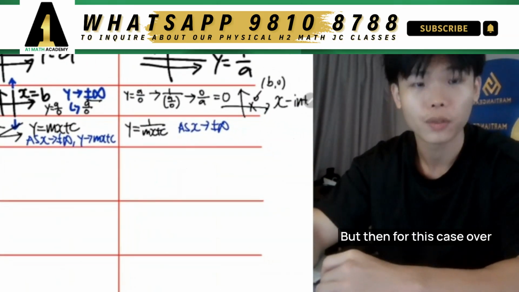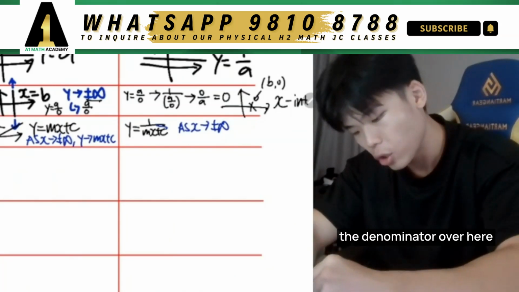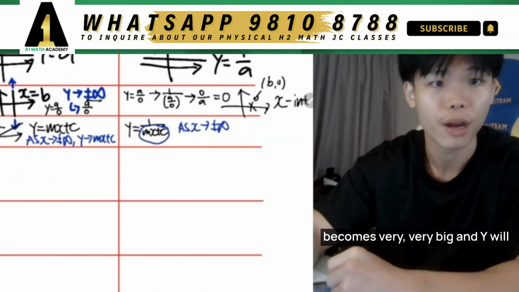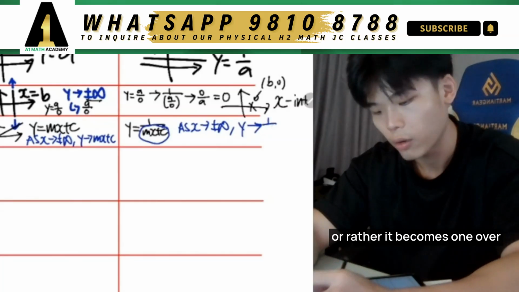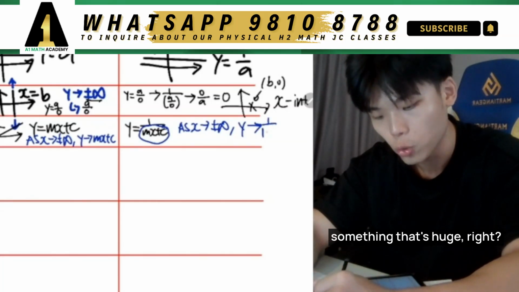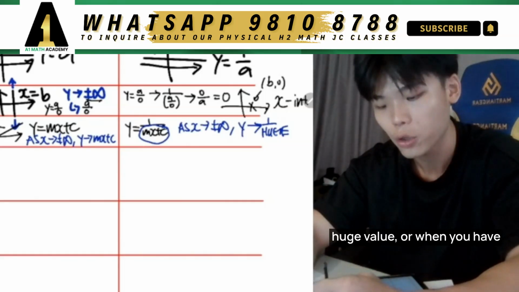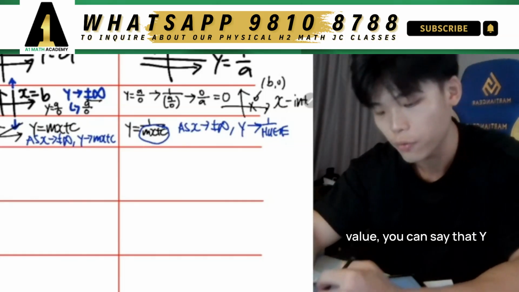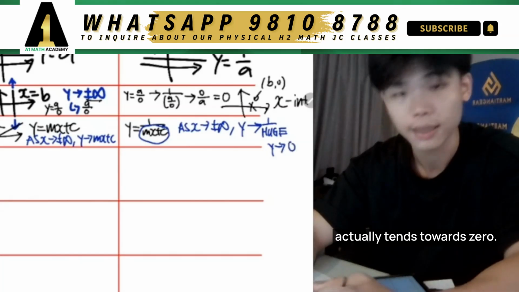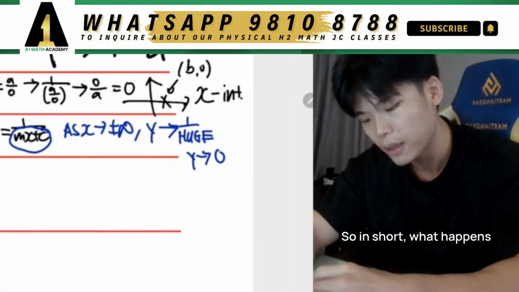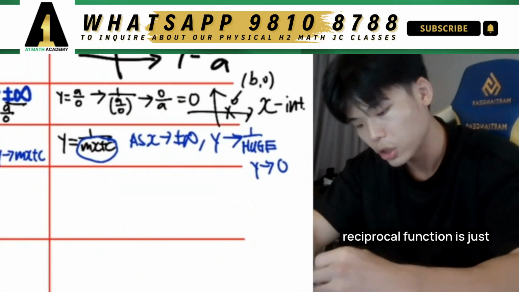But then for this case over here, as x tends towards plus minus infinity, you realize that the denominator becomes very, very big, and y becomes 1 over something that is huge, right? Because now the mx plus c is in the denominator, and when you have 1 divided by a very huge value, you can say that y actually tends towards 0.